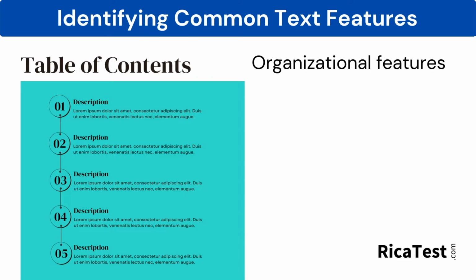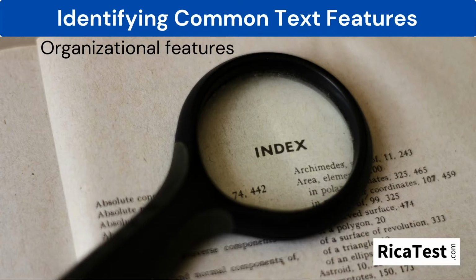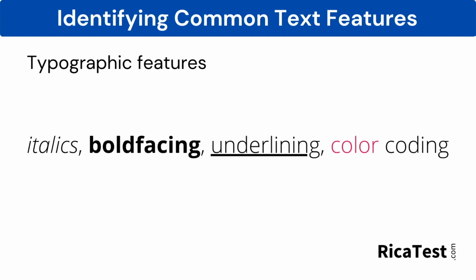Organizational features include table of contents, glossary, as well as the index. Next, the typographic features include italics, bold facing, underlining, color coding.